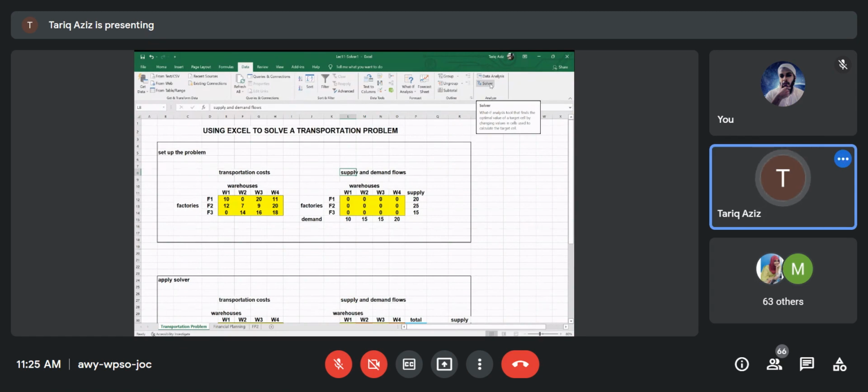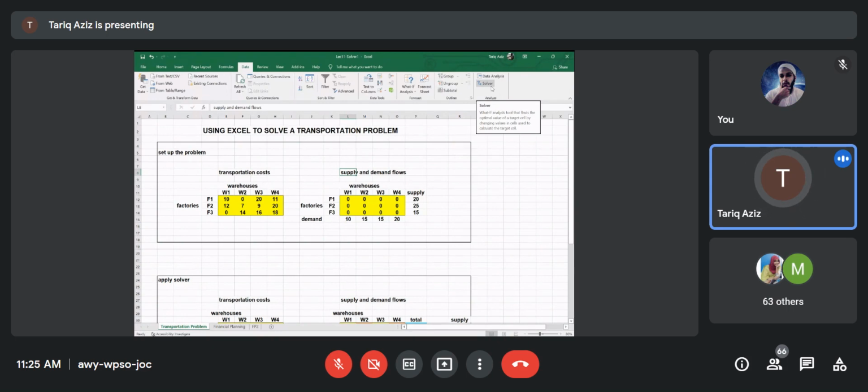Once this option is enabled, or this is one of the add-ins. Add-ins means by default it is not enabled, but you can enable it and use it after enabling. So this option will show up at the extreme right side, and in your system you will not find the data analysis option also. You can enable this data analysis add-in just like you have enabled solver. In my system, I have enabled data analysis also and solver also.